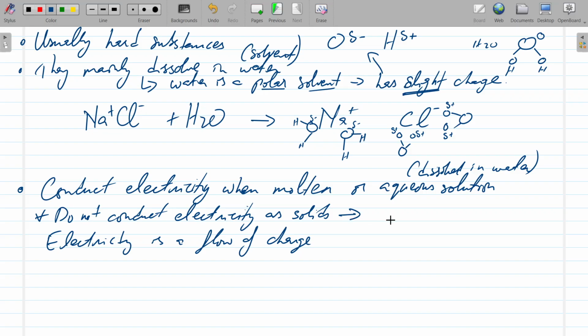In the solid state, the ions cannot move. We just talked about the structure, they're like a giant lattice structure. They're all in place, they're hard, right? So they cannot move, they cannot flow.